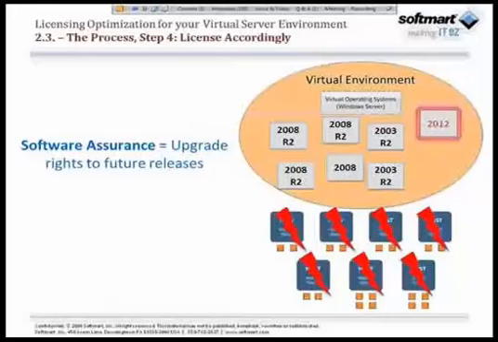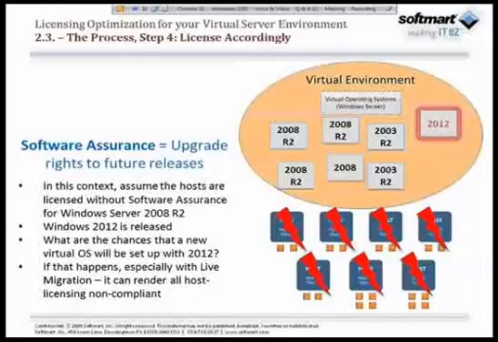But let's consider if we didn't have software assurance in the environment that we just talked about. Right, so we have 7 hosts. All of them have data center licensing, so they can deploy an unlimited number of servers, but they're stuck at Windows Server 2008 R2. They can't go beyond that. So what's going to happen?